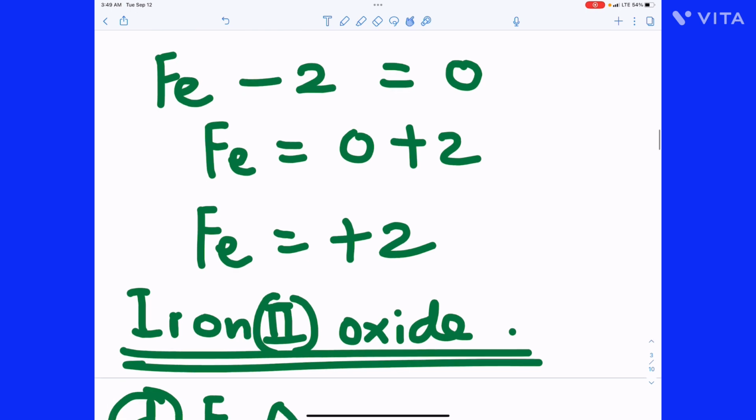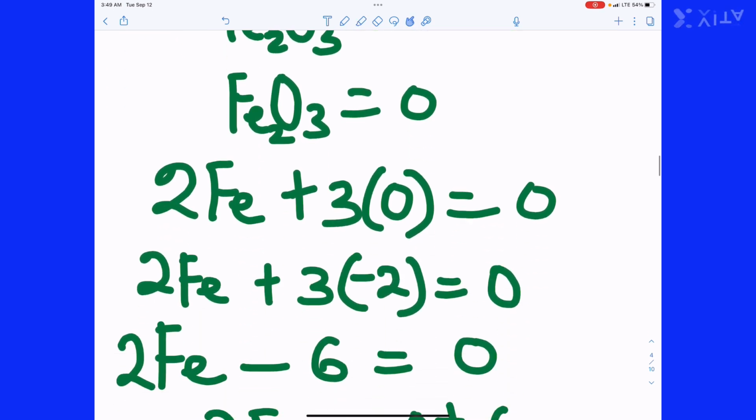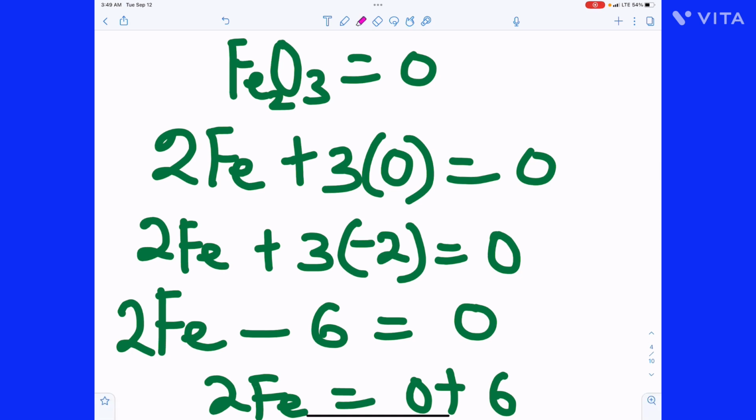Let's proceed. This is Fe2O3. Charge on the compound is 0. So Fe2O3 is equal to 0. Sorry, I omitted the 2 here. What does that give us? That tells us that 2Fe plus 3O is equal to 0.